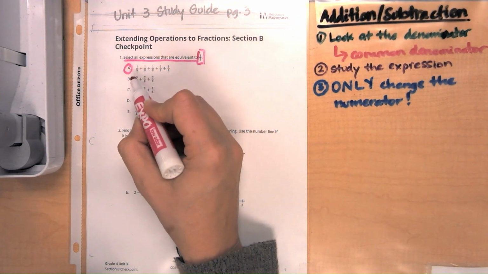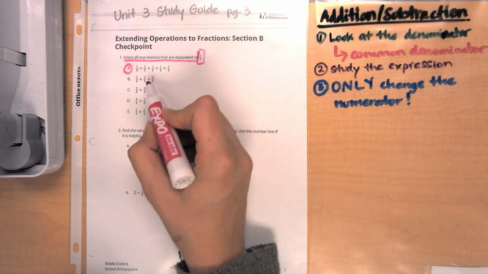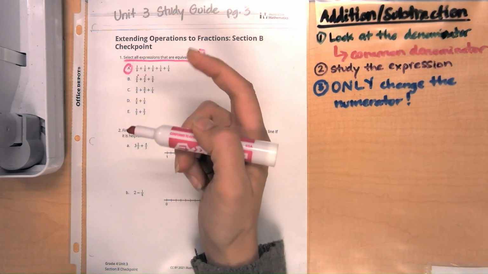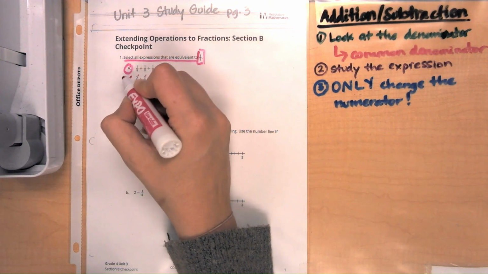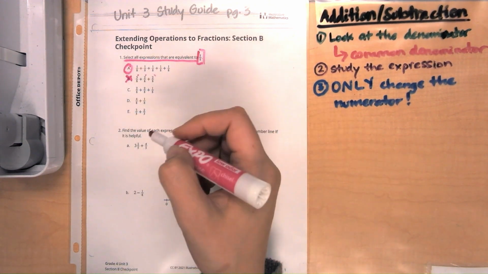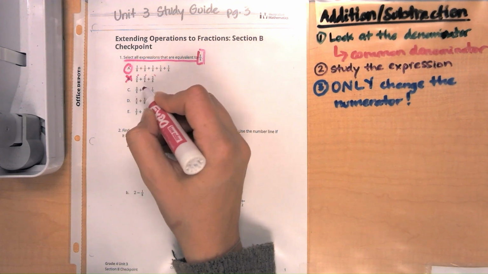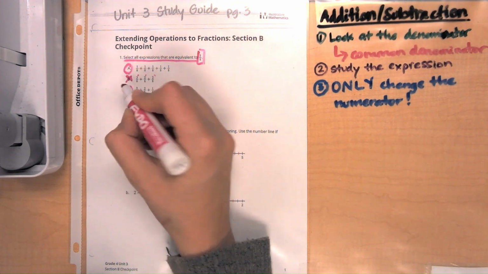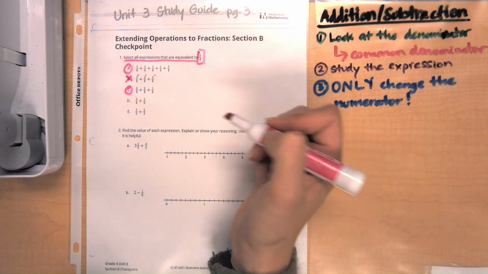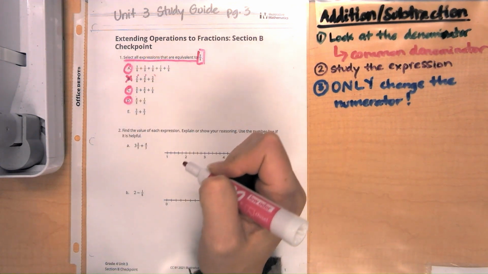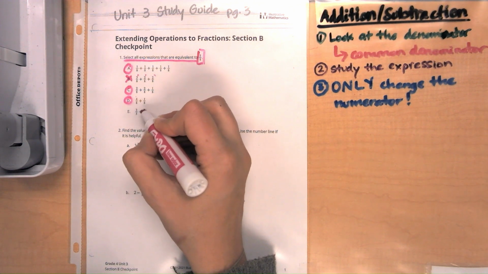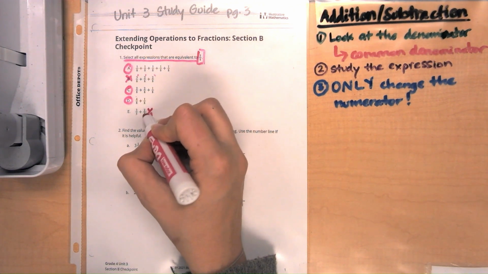Letter B, 3/8 plus 2/8 plus 2/8. 3, 4, 5, 6, 7. This is 7/8. So our target is 5/8. That's not a hit. 2/8 plus 2/8 plus 1/8 give us 5/8. That is a hit. 4/8 plus 1/8 give us 5/8. That is a hit. 3/5 plus 2/3 is a big no.